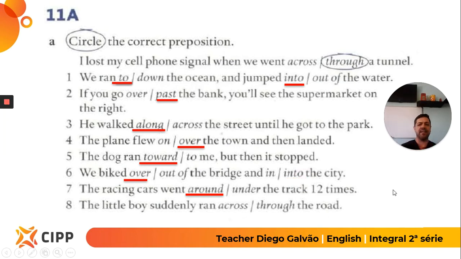Now, number 7 is already done. The racing cars went around the track about 12 times. And the last one, the little boy suddenly ran. Where did he run? He ran across the road because you have the road, but remember the idea, you are crossing the road. That's the correct answer. So it's not difficult. You have to think about the verb and the preposition and make the image, make the figure in your mind so you can point the exact interpretation. Yeah?